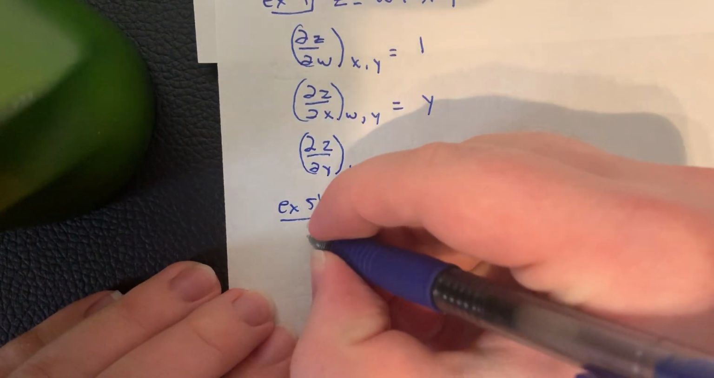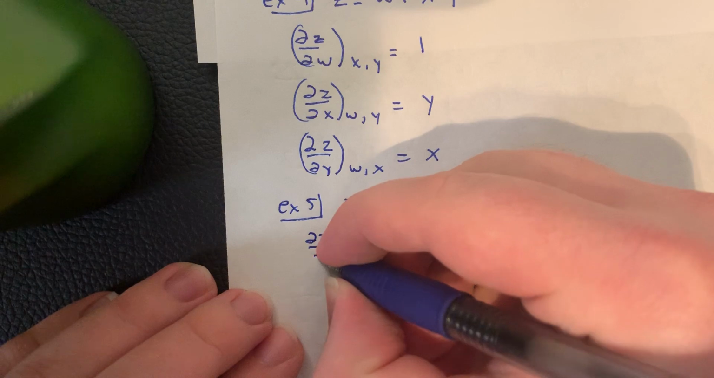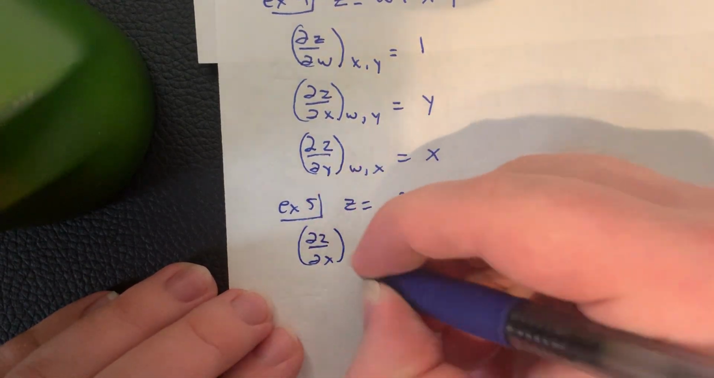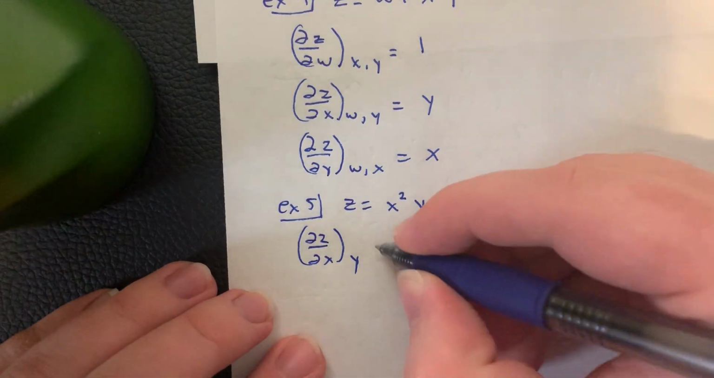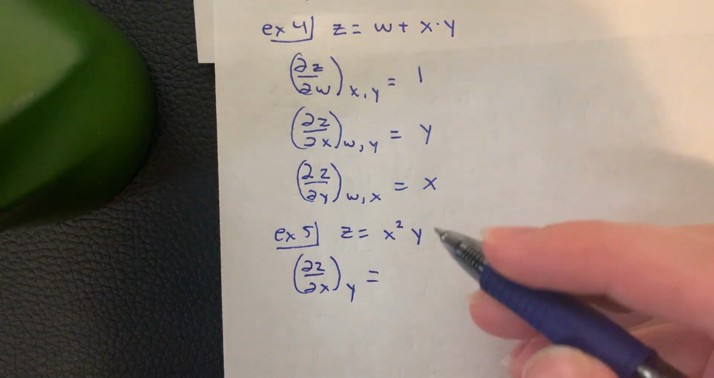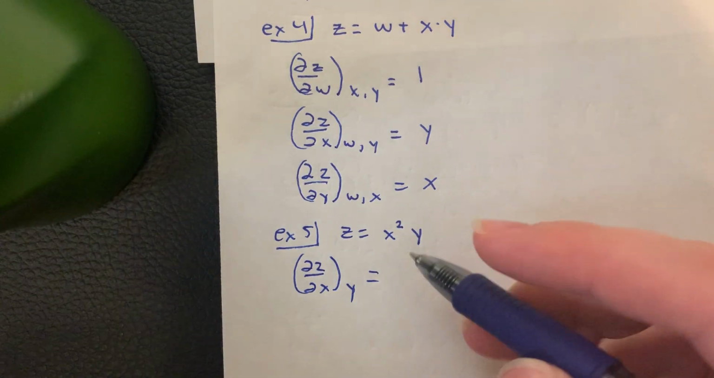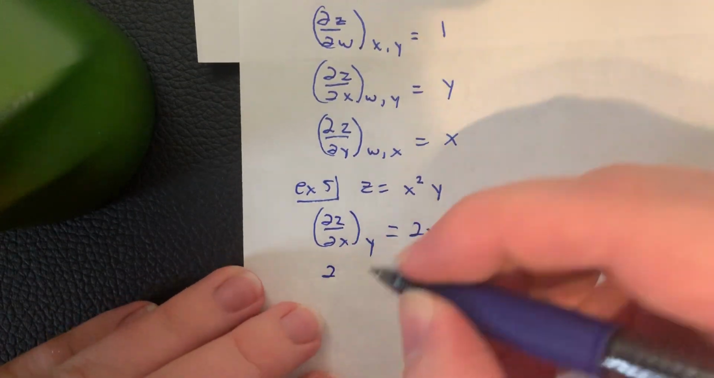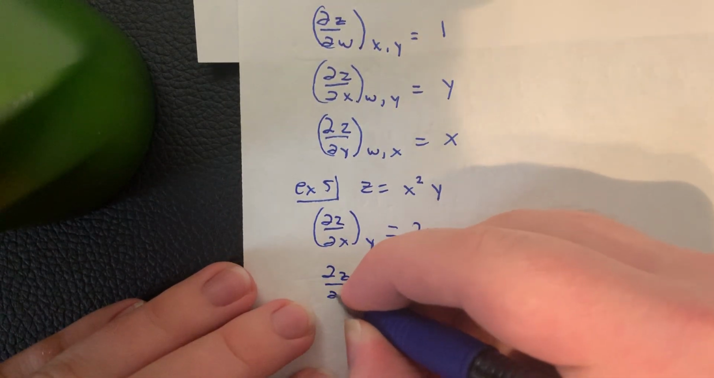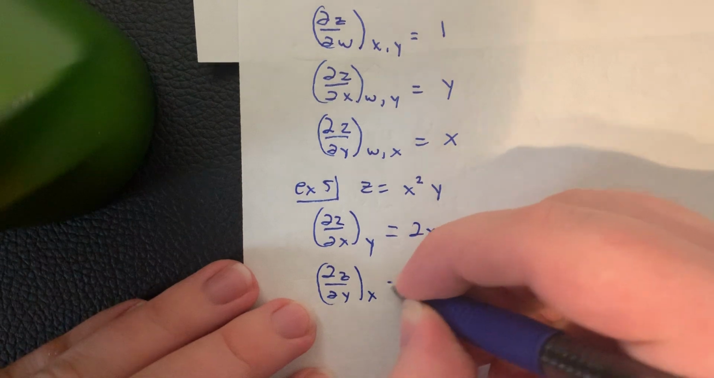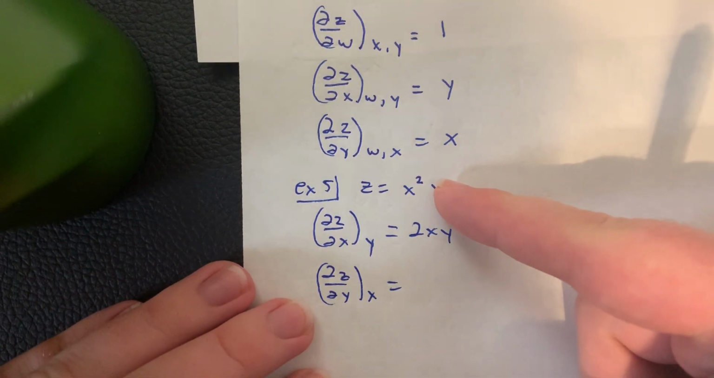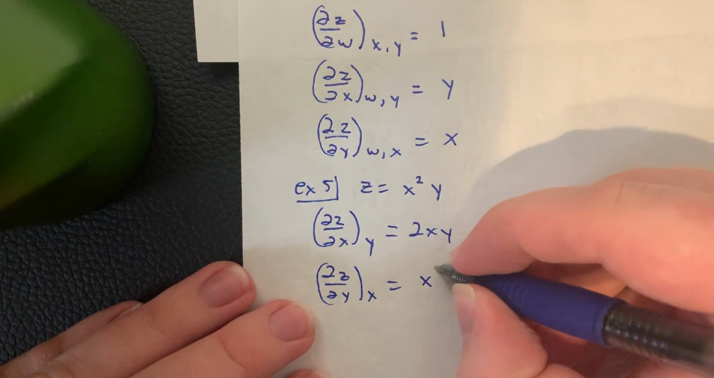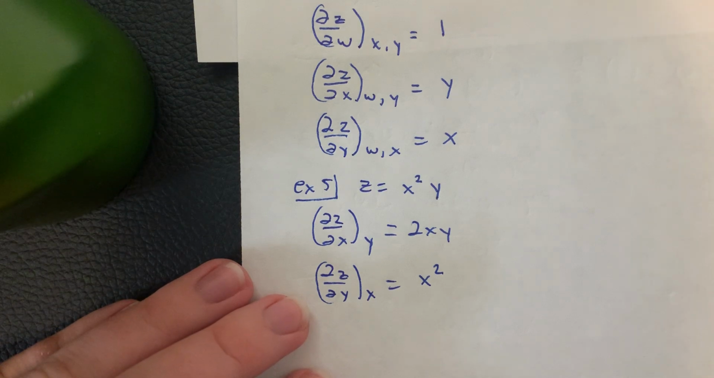Great. 2 scenarios, partial z, partial x, holding y constant. So if y is a constant, we're taking the derivative of x, we're going to have 2xy. Partial z over partial y holding x constant. The derivative of y is 1 then, so we're left with x squared.